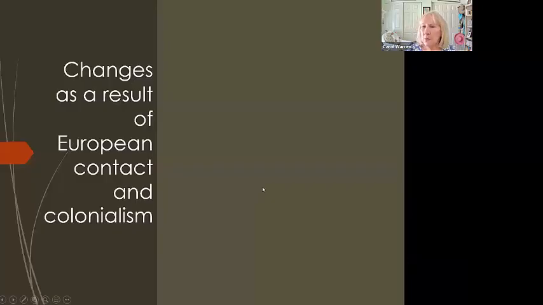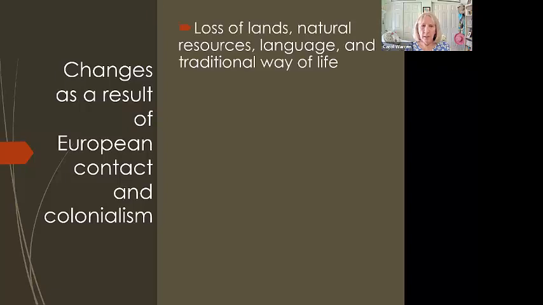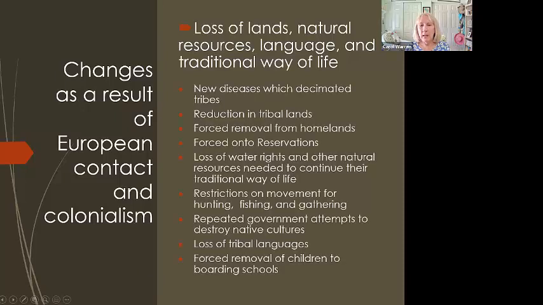So next, the students need to understand events and actions that severely altered Indigenous life in the past. Overall, that is loss of lands, natural resources, language, and traditional way of life. Specifically, we're looking at quite a long list, and this is probably not even all of them for sure. New diseases which decimated the tribes, reduction or removal from the homelands and tribal lands, forcing them onto reservations, loss of water rights and the other natural resources that were needed to continue their way of life. And that could include also hunting and fishing and gathering rights.